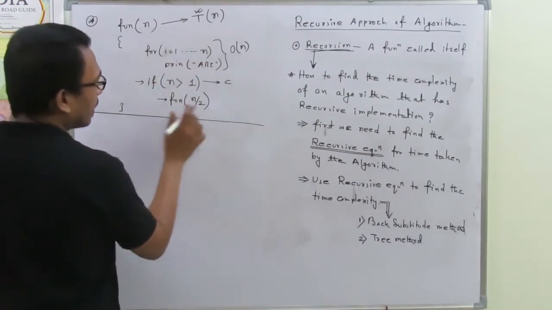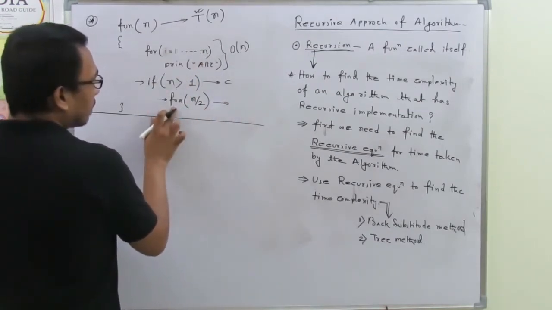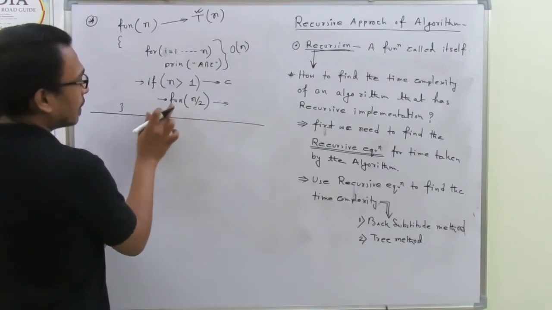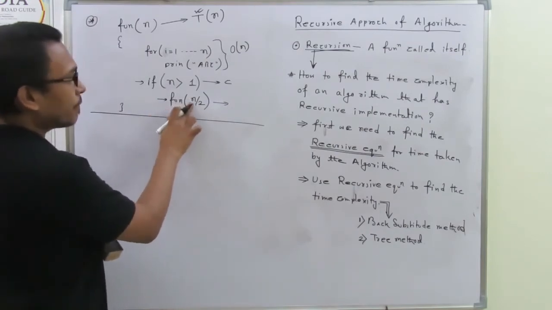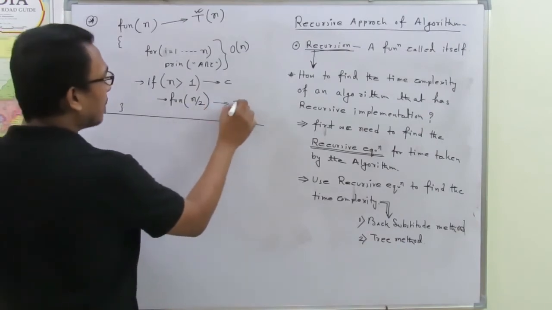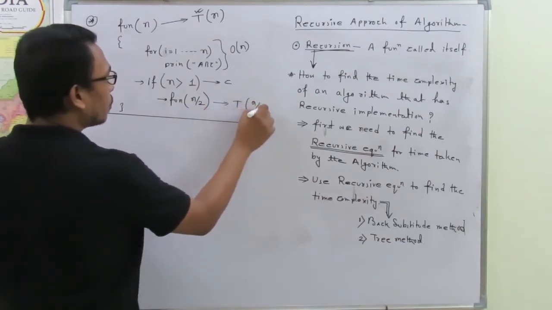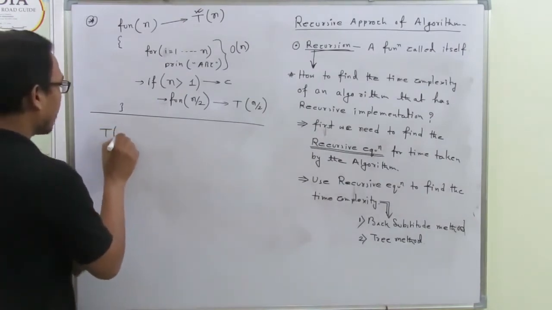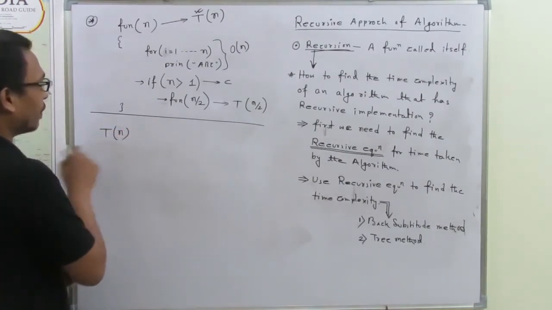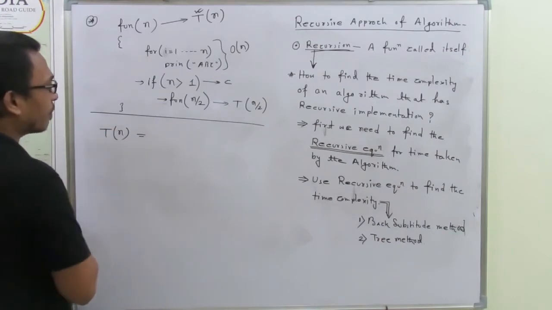So now in this case, for this function, what is the number of arguments? That is n by 2. What is the number of input? That is n by 2. So the time taken will be t of n by 2 again. So how to make the recursive equation? That is t of n is our total time for n number of input.